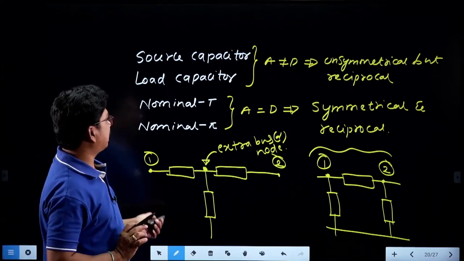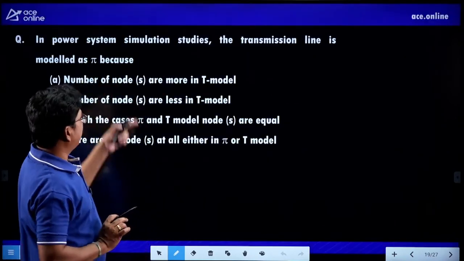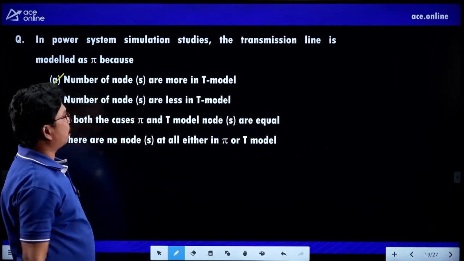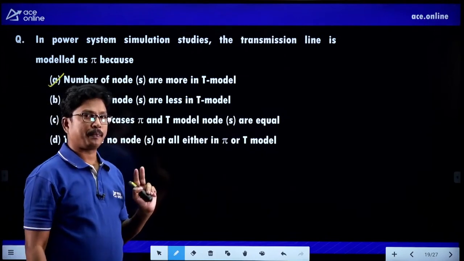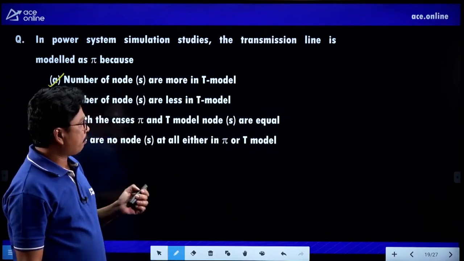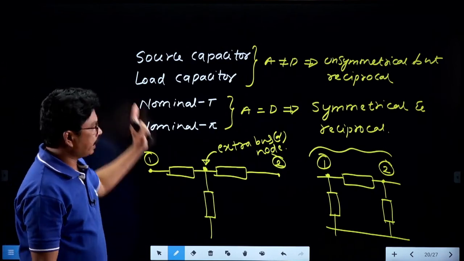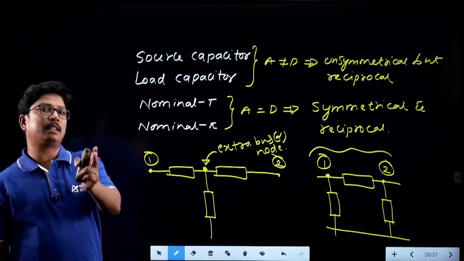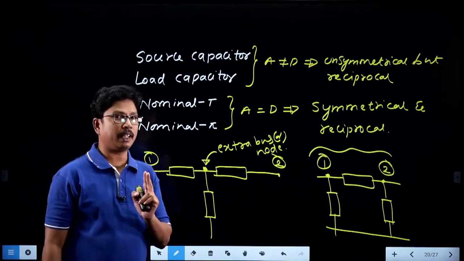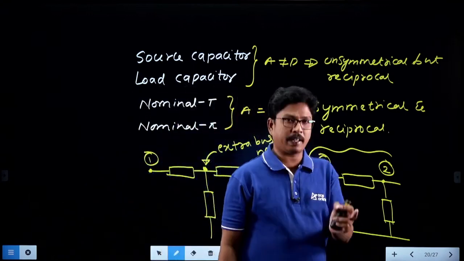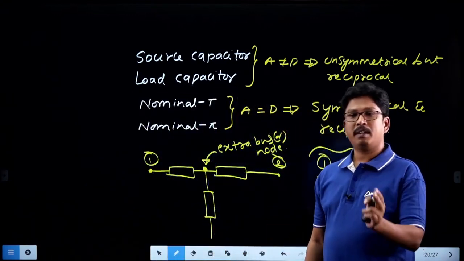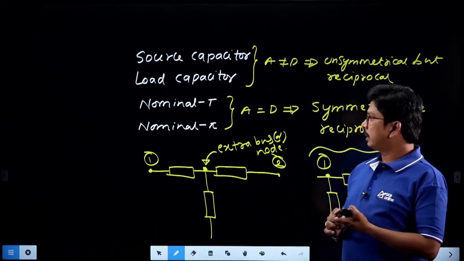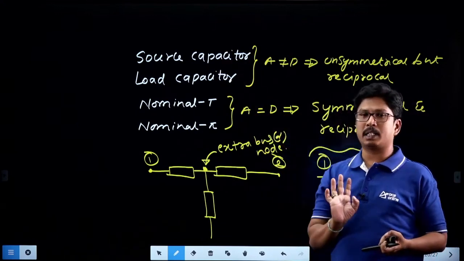So what is the disadvantage of the nominal T model? In the nominal T model, we have more nodes. But remember students, everything is good, perfect. But if you want to give compensation for the Ferranti effect, what is the Ferranti effect, students? The Ferranti effect is the phenomenon whereby, when the transmission line is operated under no load or lightly loaded condition, the receiving end voltage may be more than the sending end voltage.